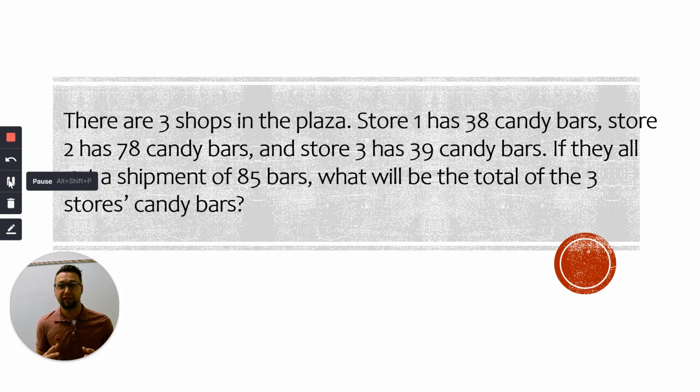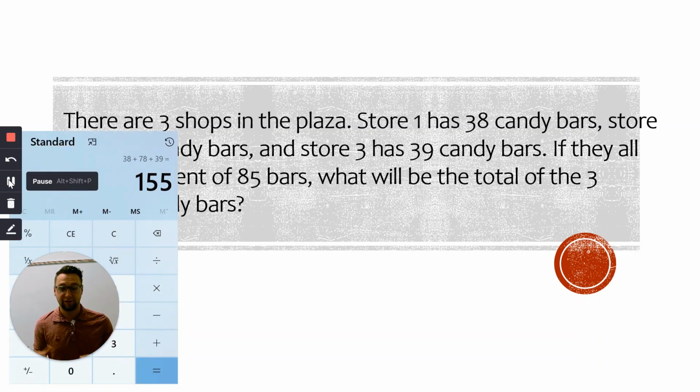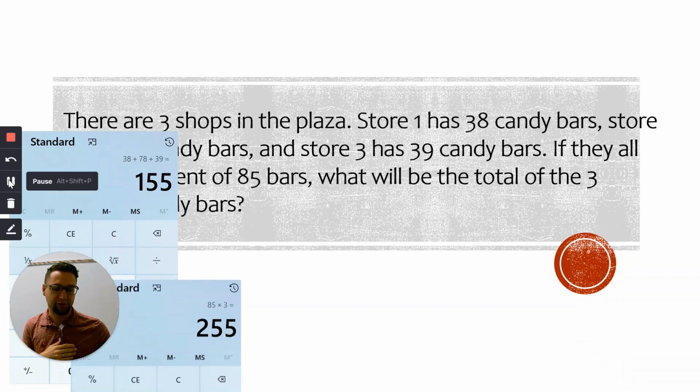Step 1, we need to see, okay, there are 3 stores. We need to find the total candy bars, so let's add those 3 up, which would be 155 candy bars. Now we need to move to step 2, which says all 3 get 85 bars as their next shipment. So that'd be 85 3 times. We could say 85 plus 85 plus 85, but again, we're thinking about repeated addition being multiplying here. So we could say 85 times 3 for step 2, which gives us 255 candy bars.